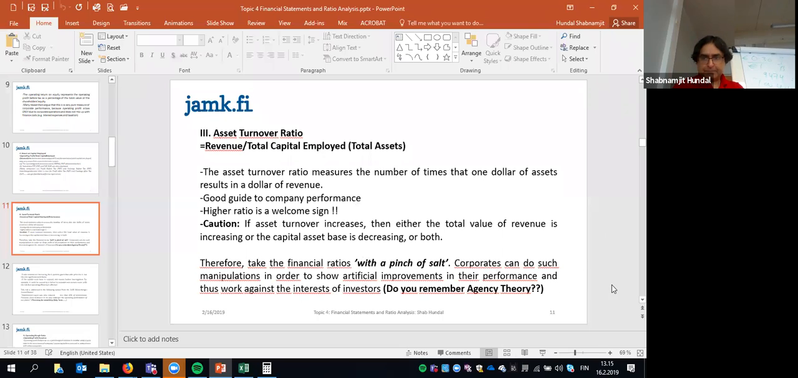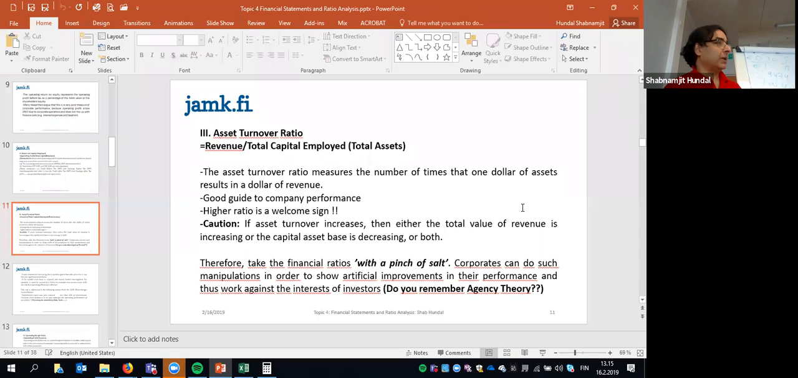Something like that. Total capital employed was equity plus debt. Yeah, but if you want, instead of total capital employed, you can even use total assets. It's absolutely fine. What difference does it make? Well, it depends upon what we invested.